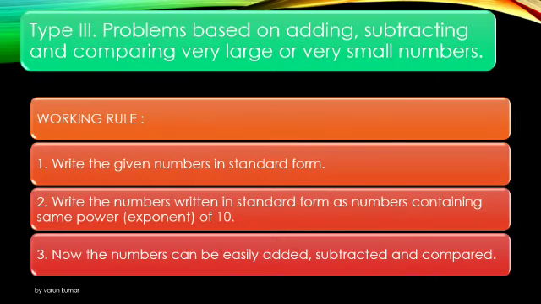Type 3 problems are based on adding, subtracting and comparing very large or very small numbers. Working rule: write the given number in standard form. First we have to change either a smaller or greater number into a standard form. When we change it into a standard form, write the numbers as numbers containing the same power of 10. Now the numbers can be easily added, subtracted or compared. When we change any number, small or large, into a standard form, we just have to compare the exponents and we can get the answer easily.